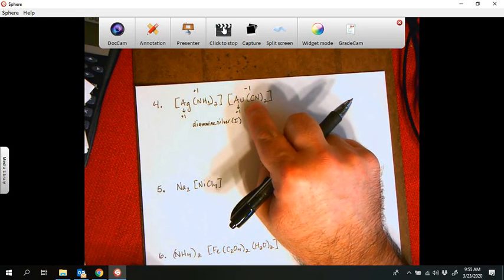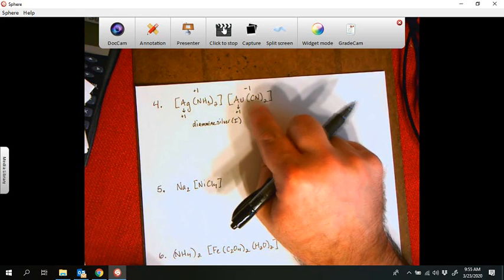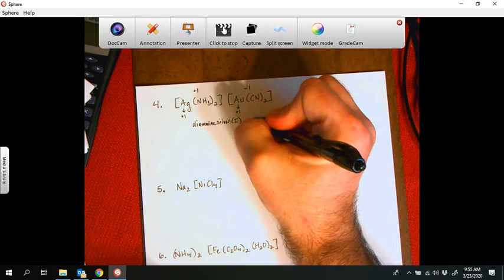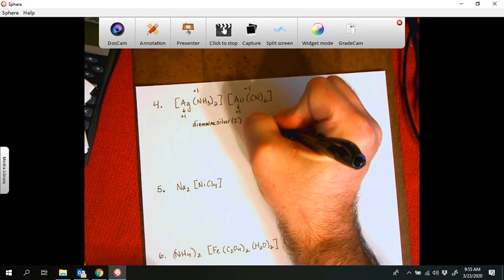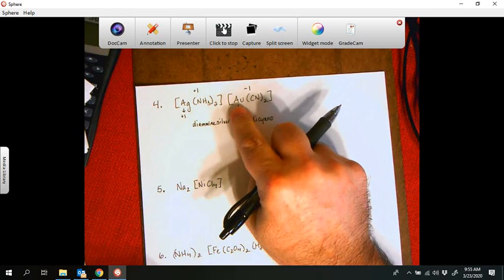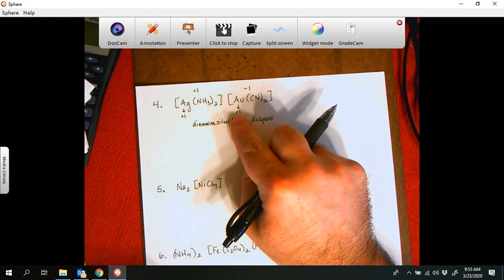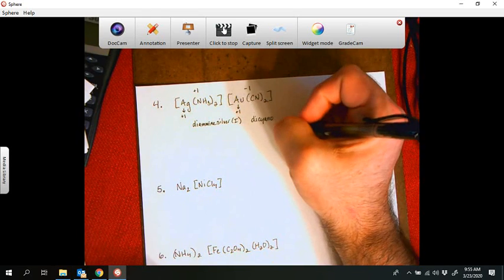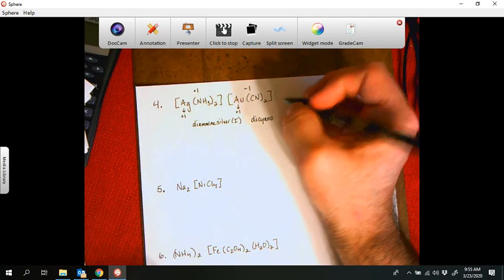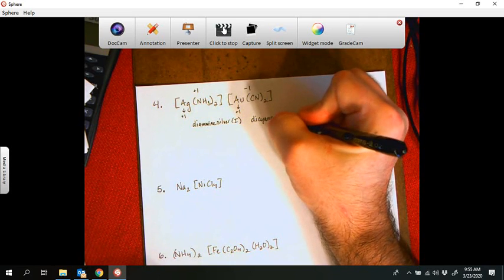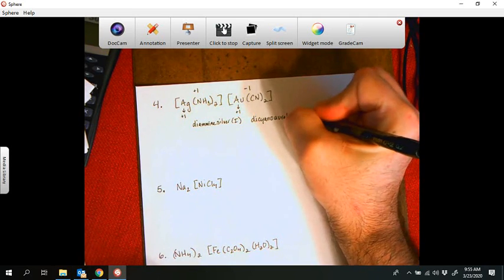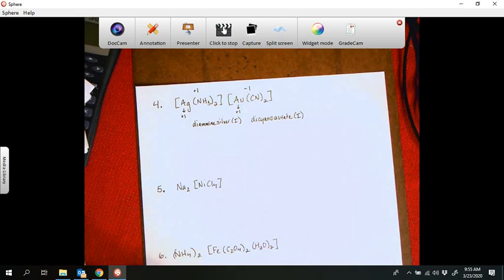So we have just one ligand here, CN. We have two of them present. So it's dicyano. And gold is in the anion, so we can't say gold 1. We have to use its name from our chart, which is aurate, and we put a 1 after that. So diamminesilver(I) dicyanoaurate(I) is its name.